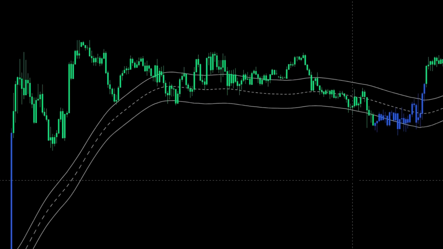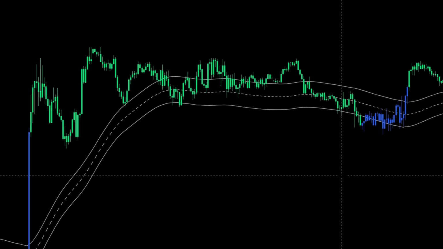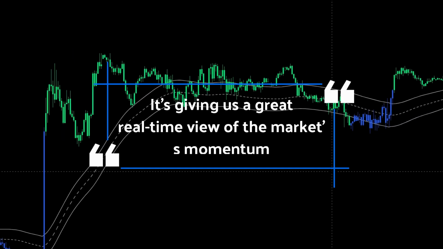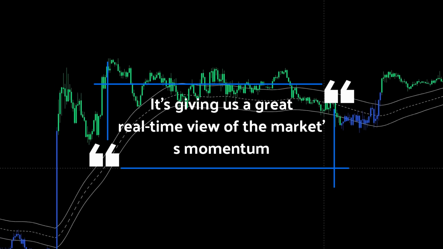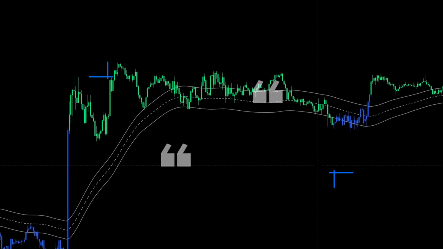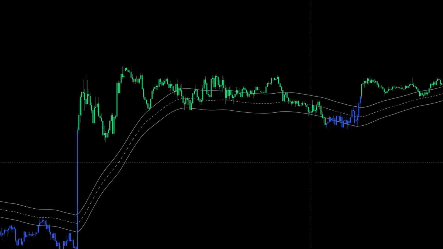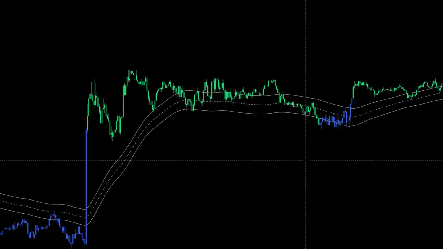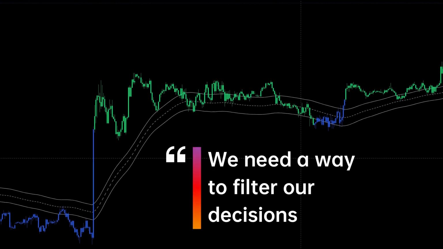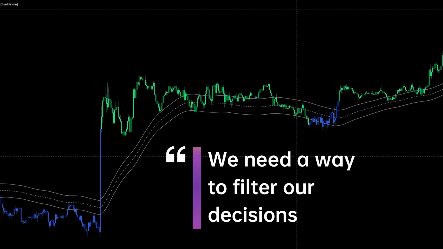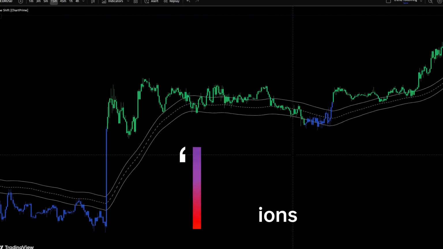Alright, so we've got the Zone Shift indicator on our chart and it's giving us a great real-time view of the market's momentum. But to build a solid trading approach, I find it helpful to have a second piece of the puzzle. We need a way to filter our decisions so we're always aligned with the bigger overall trend. For that, I use a second, completely separate indicator.